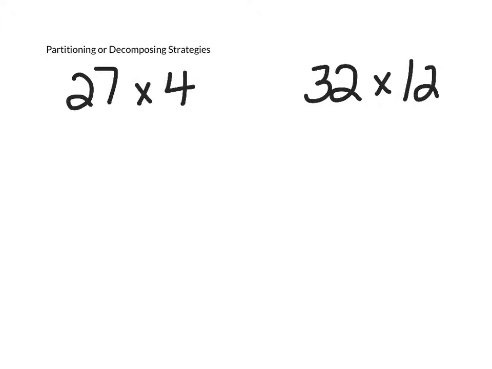This is any time that we break the numbers apart in any way to make the math easier for us, or to do the multiplication. So the first one is 27 times 4.